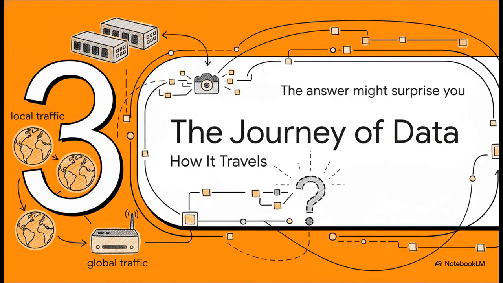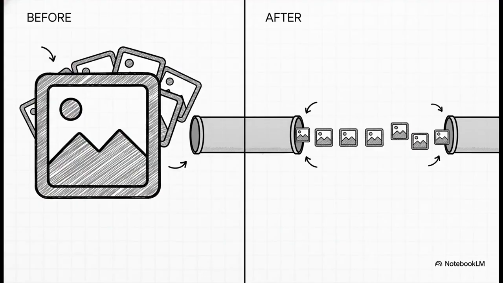Okay, so we've sorted out the hardware. We have switches for local traffic and routers for global traffic. But what about the photo itself? How does it actually travel? This is where things get really, really clever. Here's the thing that blows most people's minds.